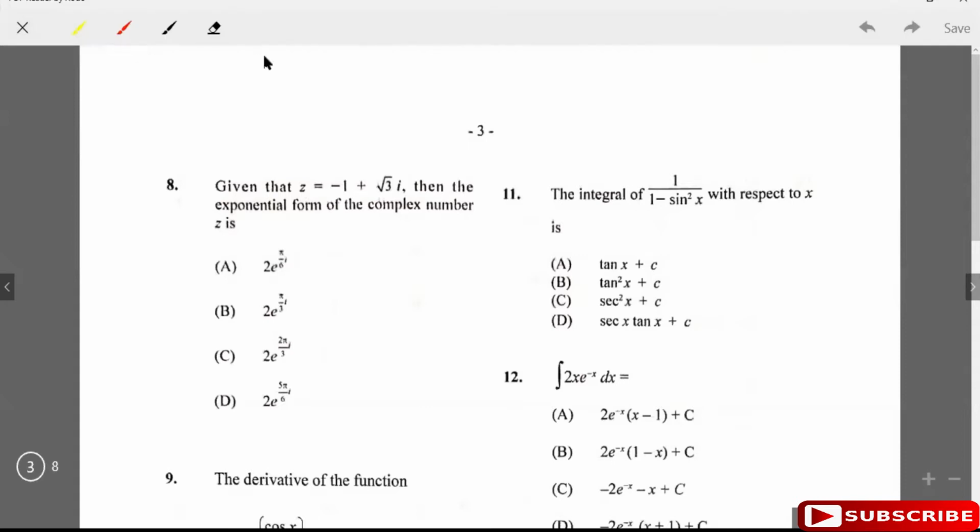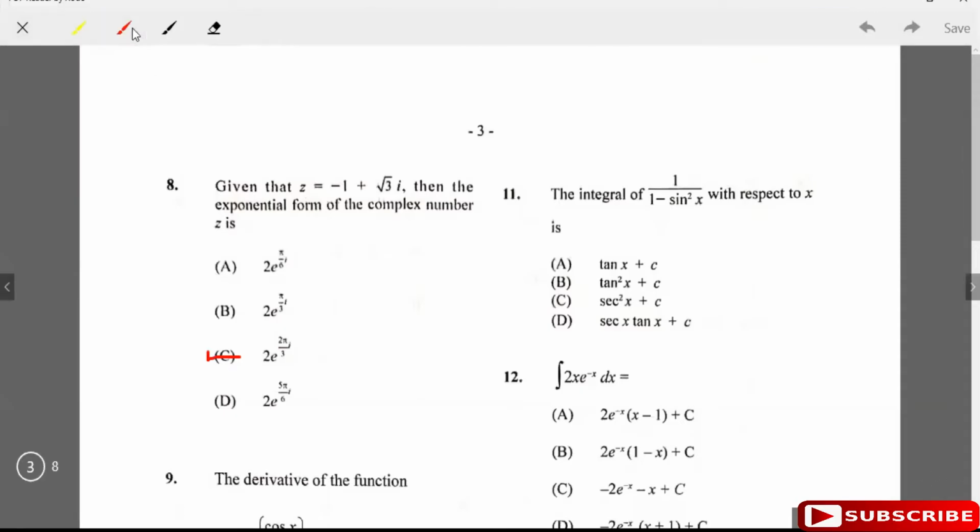Question 8. This is a repeat question from last paper. What did we get? Option B. Remember? It was 2 pi over 3. Option C, from 2018. Yes, C. So we don't need to do these repeat questions that we did from last paper.